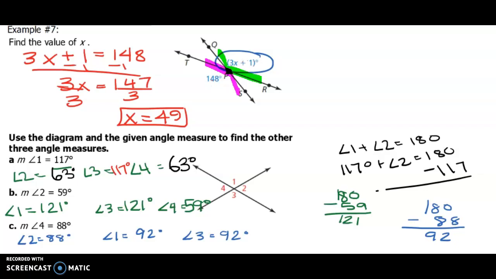All right, here's what I got for B and C. So on B, 2 and 4 are vertical angles, so both 2 and 4 equal 59 degrees. And then 180 minus 59 is 121, so I have angle 1 and 3 is 121 degrees. On part C, once again, 2 and 4 are vertical, so they're the same, so 2 and 4 are both 88 degrees. And the others are supplementary with 88, so 180 minus 88 is 92, so 1 and 3 are 92 degrees.